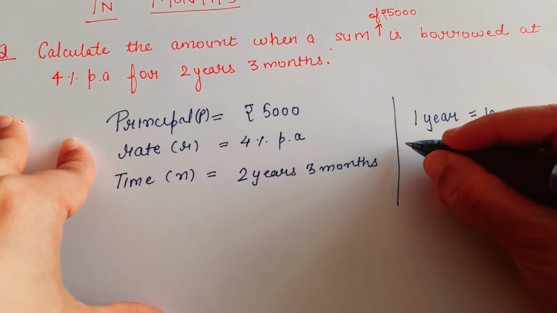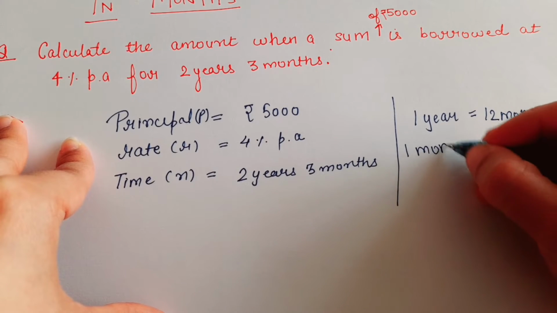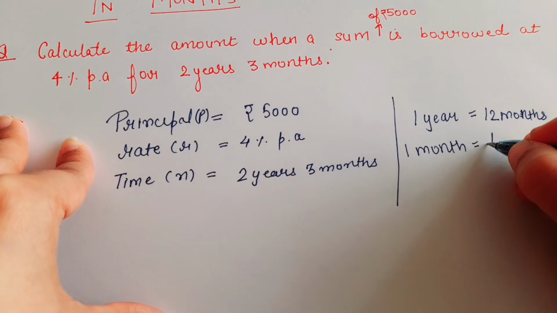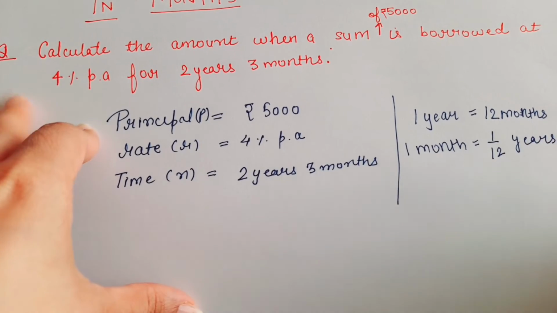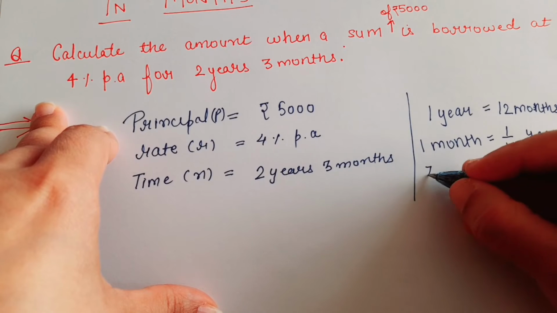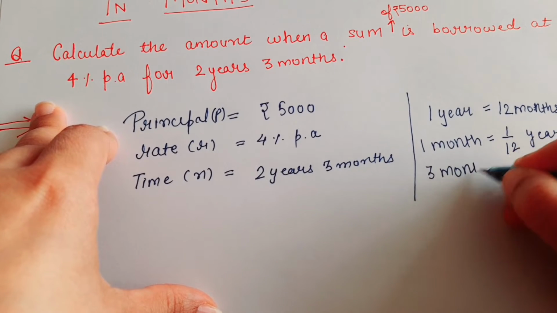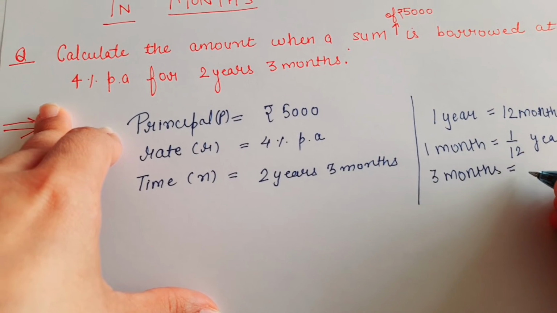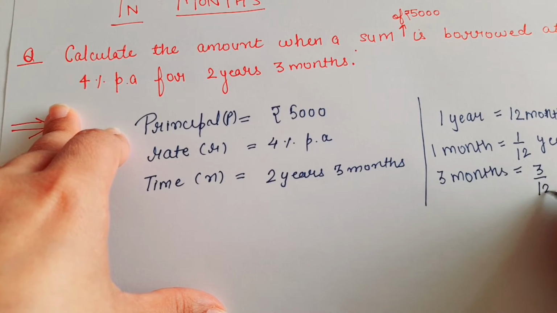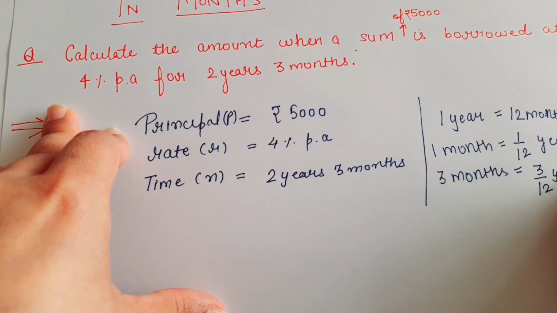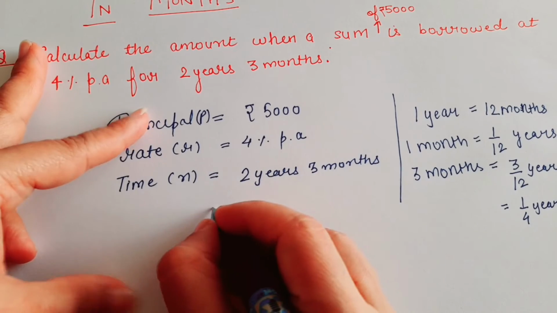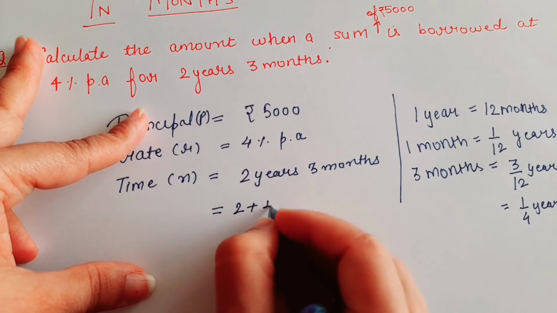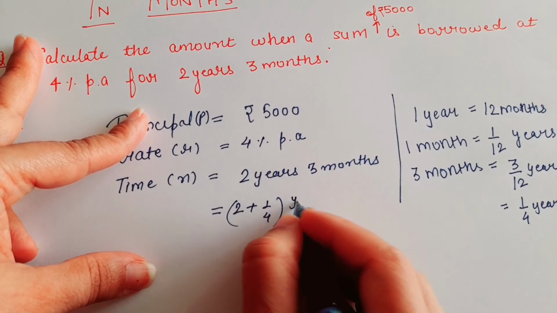So 1 month is equal to 1 by 12 years. Here we have 3 months, which is equal to 3 by 12 years. 3 by 12 years means 1 by 4 years. So here we can write 2 plus 1 by 4 years.